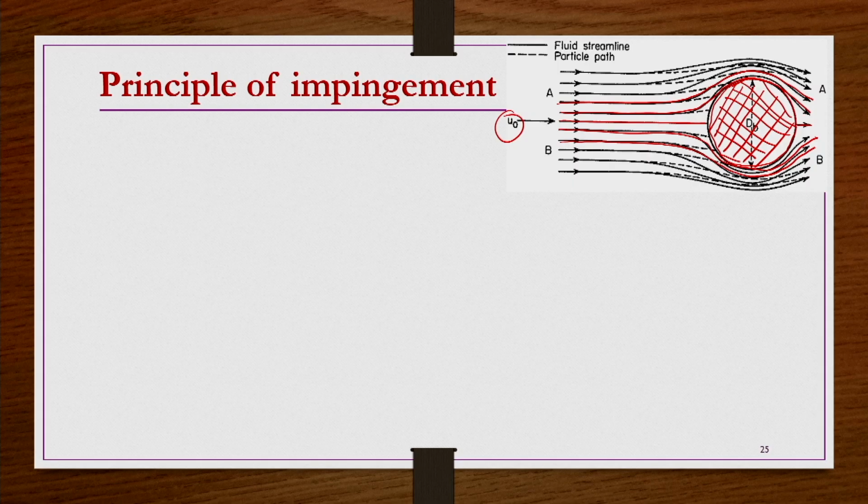Now, the object I have taken as a circular one here for easy understanding. What is to be observed is that the velocity u naught is there for the particles and for the liquid or the dust-laden gases. Because of inertia of the particles, they deviate from the streamlines. The path lines of particles in general deviate from the streamlines, as shown by the dotted lines here, because the inertia is higher compared to the fluid, gas or liquid.